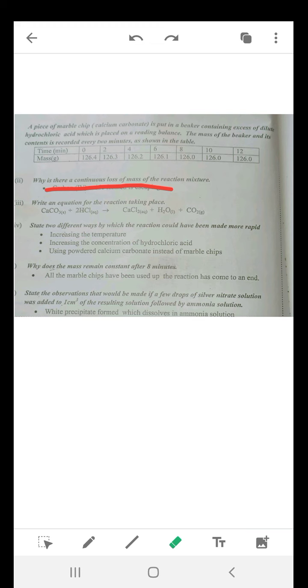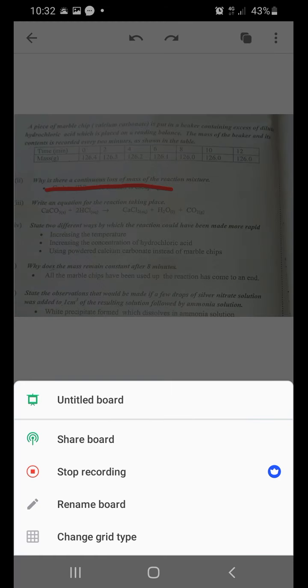Then, if the resulting solution is followed by ammonia, we know silver chloride dissolves in excess ammonia solution. So the white precipitate formed will dissolve in ammonia solution.